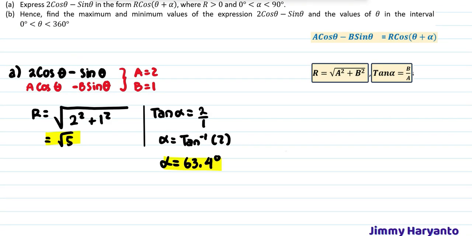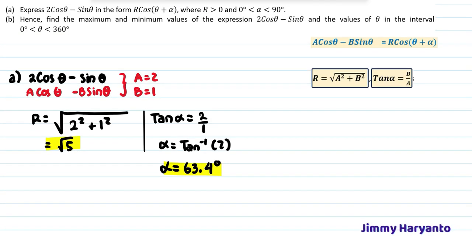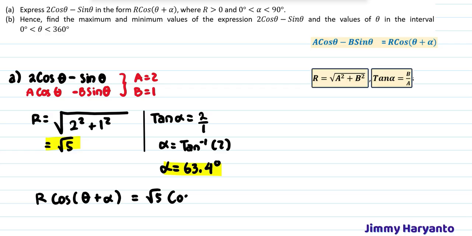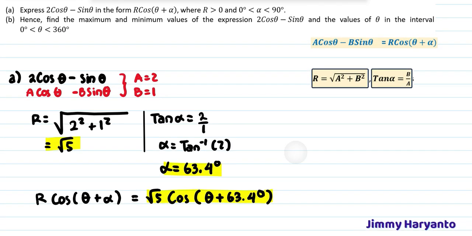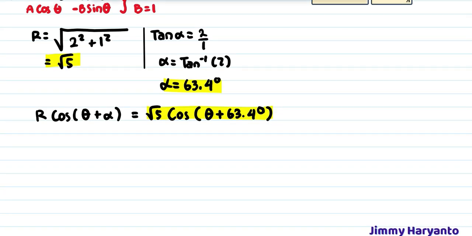Next is to change the form. It will become R cos(theta plus alpha). So the answer is square root of 5 cos(theta plus 63.4 degrees). Okay, so this is the first answer. Next, for the second one, the question wants you to find the minimum and maximum of the expression 2 cos theta minus sin theta. We already changed it before.